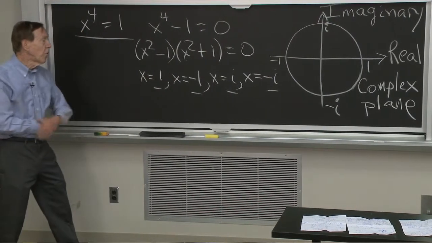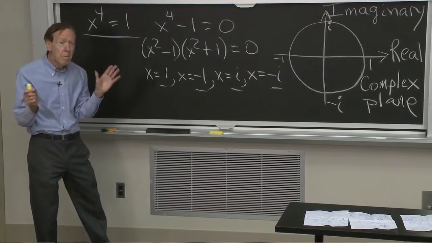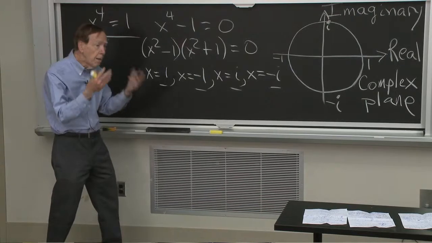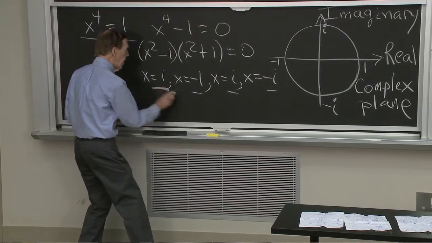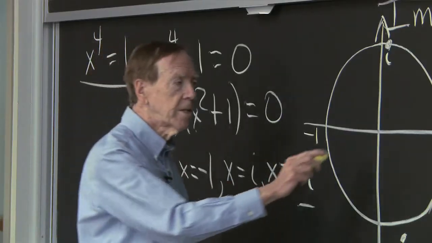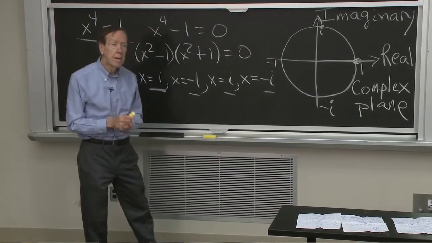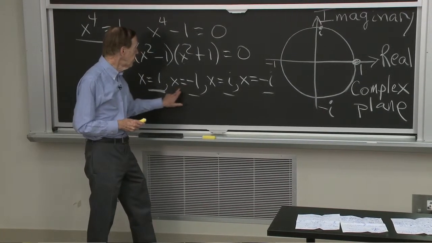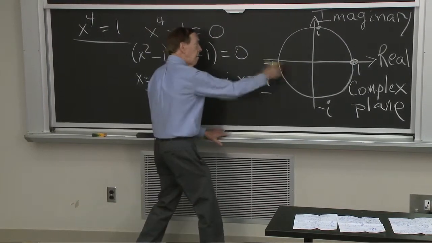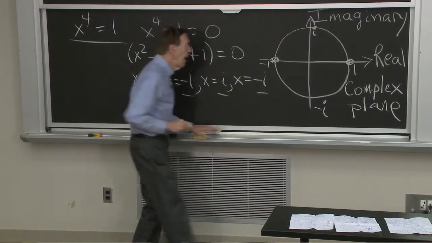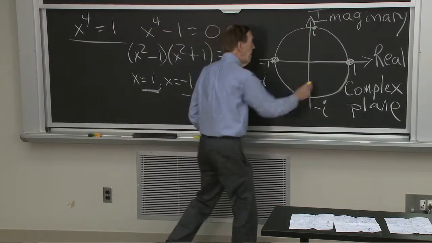These 4 are nice because they're nice to draw. So I want to draw the complex plane. The complex plane has, here's a real number, x equals 1. That's sitting along the real line, the real axis, at 1. The second solution, x equals minus 1, is also real. It's at minus 1, it's here. And the other two, x equals i, is up the imaginary axis.